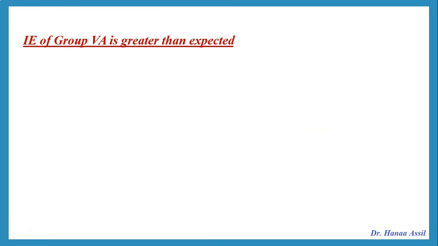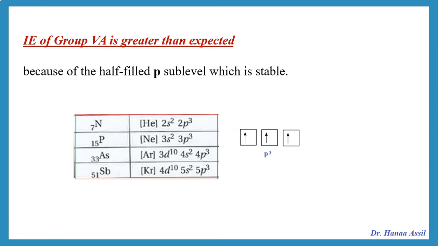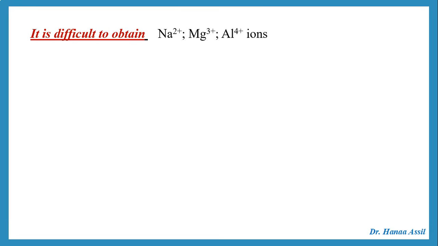What about group 5? Again, the ionization energy of group 5 is greater than expected. What is group 5? Nitrogen, phosphorus, arsenic, antimony. Well, all of them have a half-filled p orbital. So we are removing the electron from a half-filled p sublevel, and that is a stable sublevel that will need a lot of energy to remove the electron.